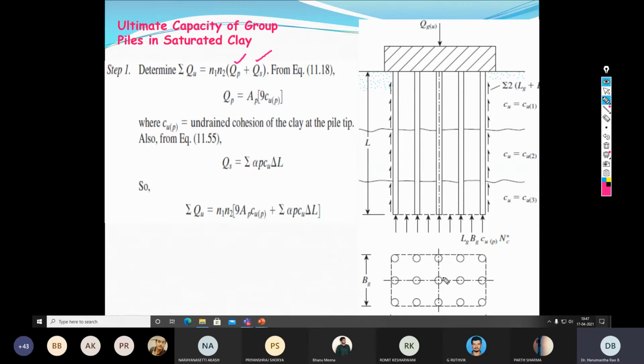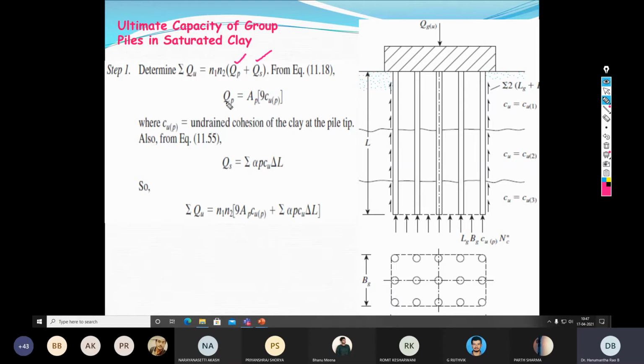Now here, if you look at the width direction, there are 3 piles, but in the length direction, there are 5 piles. That means N1 can be taken as 5 and N2 as 3, or vice versa. It is up to you. You are free to choose whatever it is.